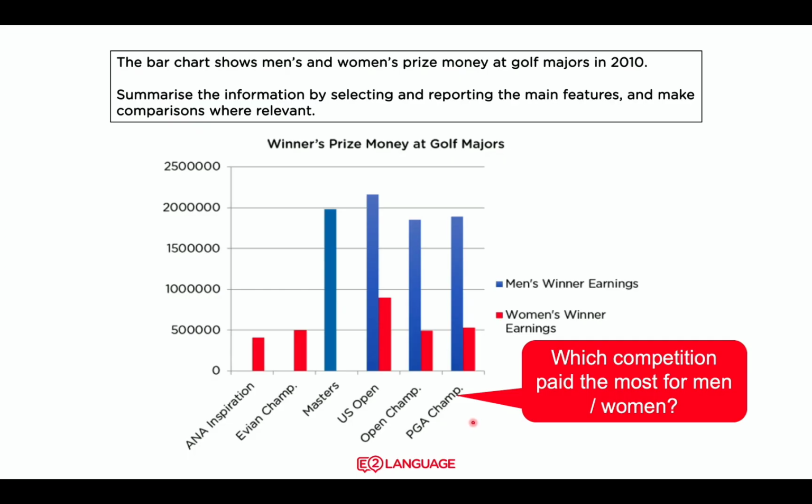Another question as we look down here at the bottom is which competition paid the most? So we're always interested in those high points, the top, the best, the biggest. Which competition paid the most for men and which paid the most for women? So the blue line, the top blue line is here. This is the US Open. And it's the same for women. So women earned the most money in this. Clearly, this is the most lucrative golf tournament for both sexes.